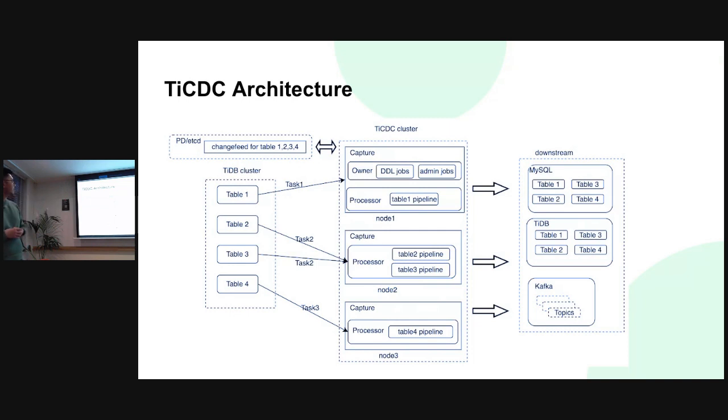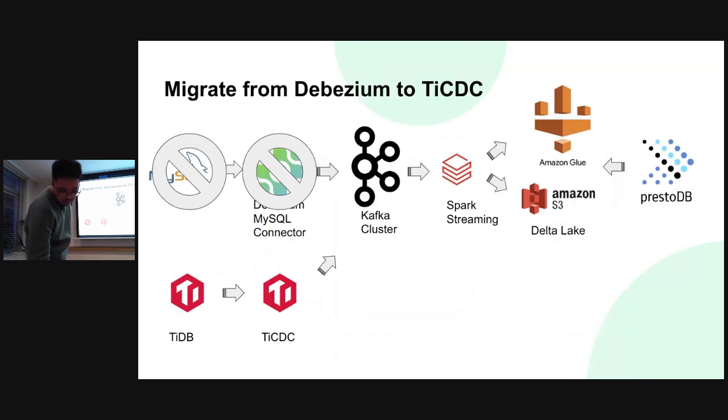What if the TiCDC cluster restarts? How does it know where to restart? Where does it store the offset? The offset is stored in the PD, which is basically a metadata store. So essentially what we did is deprecate MySQL and Debezium, and start using TiDB and TiCDC to stream data into Kafka.